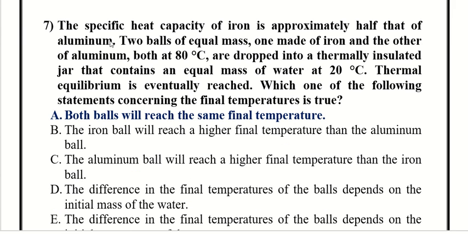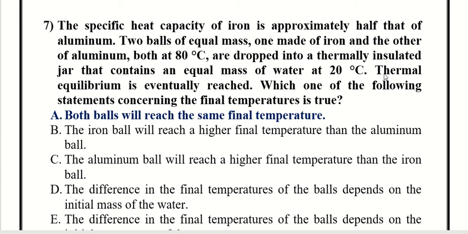Question number 7. The specific heat capacity of iron is approximately half that of aluminum. If two balls of equal masses, one made of iron and the other made of aluminum, both at 80 degrees Celsius, are dropped into a thermally isolated jar that contains an equal mass of water at 20 degrees Celsius. Thermal equilibrium is eventually reached. Which one of the following statements concerning the final temperature is true? Let's think of this question first.